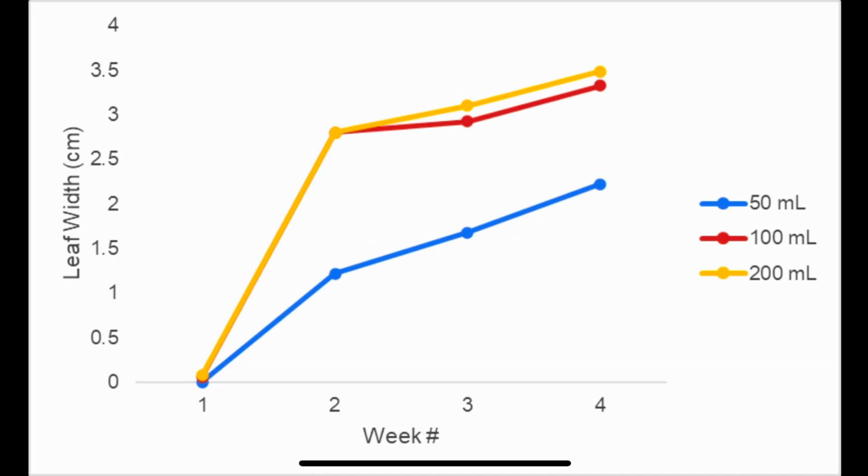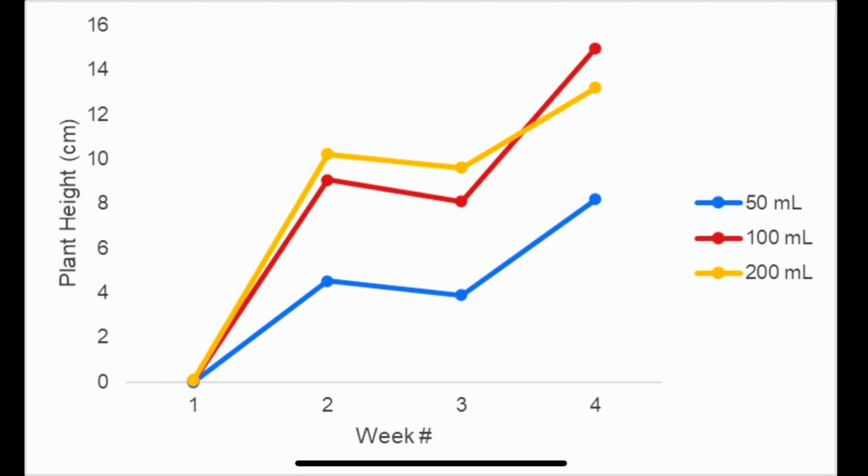By the final week of our plant's growth period, the average width of our plant's leaves were as follows: 2.22 centimeters for our 50 milliliter plants, 3.33 centimeters for our 100 milliliter plants, and 3.39 for our 200 milliliter plants. Once again, you can see a very large difference between our lowest volume group and then a marginal difference between the top two groups. Finally, we'll look at the measurements for the average plant height for each group.